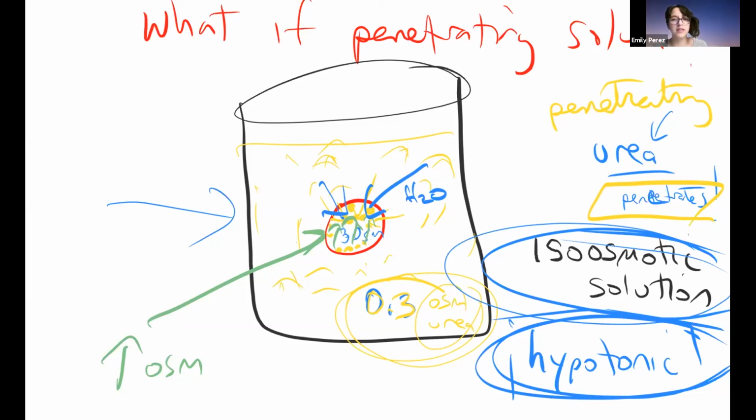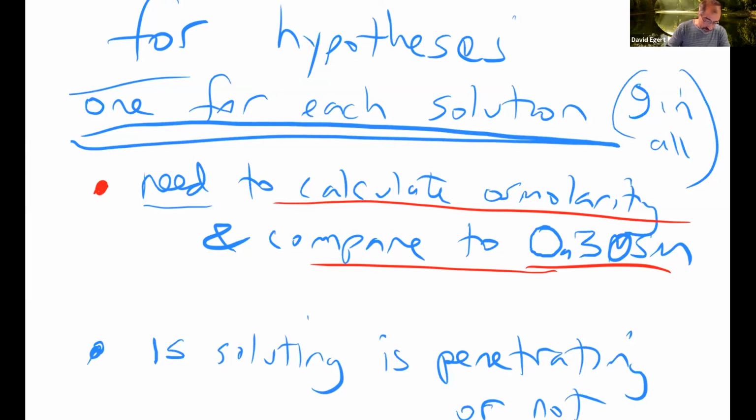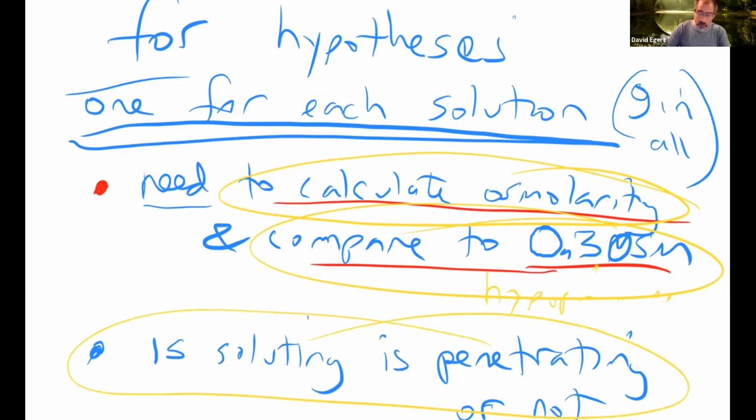So do you want us to just list each one out? Yeah, for each test tube, with each solution, you need to calculate the osmolarity for that tube compared to here. Is it going to be hypo, hyper, or iso? And then also know whether it's penetrating or not penetrating. And therefore, you can then predict what you're going to find. Does that make sense?